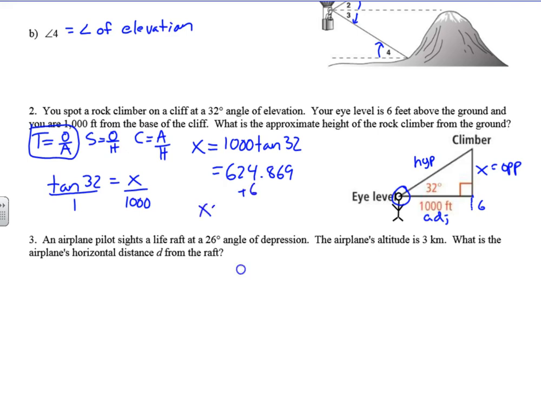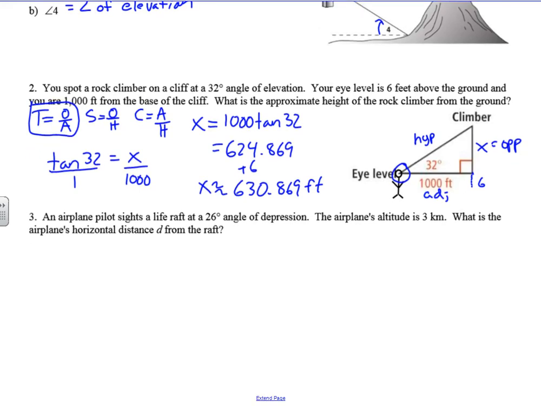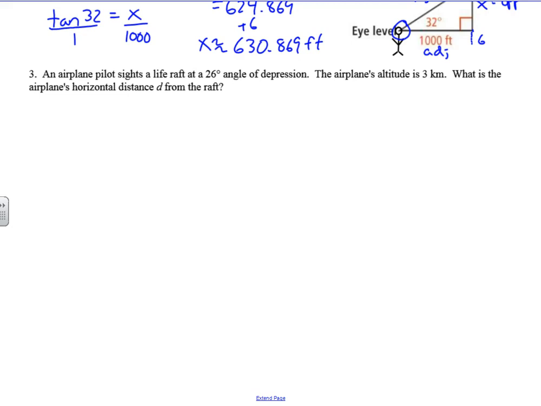And so x is approximately 630.869 feet high for the climber. That's an example of an angle of elevation question, and remember to keep in mind the height of the spotter. That's one where we could just forget a component of that.